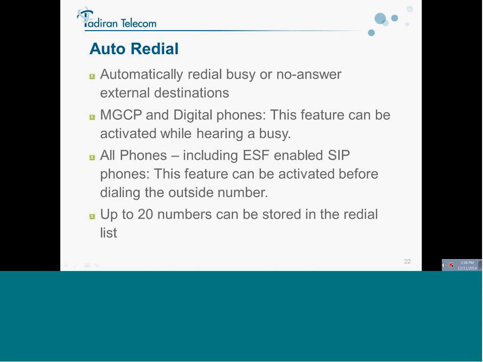With SIP phones, it's a little more difficult. At this point, the feature can only be activated before dialing the number. So what would typically happen is if you dial the number, you get a busy, you then hang up, activate the feature, dial the number again, and then it would kick in the auto redial. It would put it into the list, and you can have up to 20 numbers stored in your auto redial list. So you can try up to 20 numbers continually. I think the default is like 15 attempts before it gives up and cancels dialing the number.